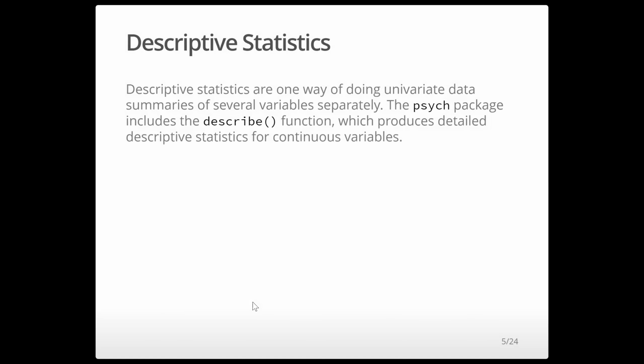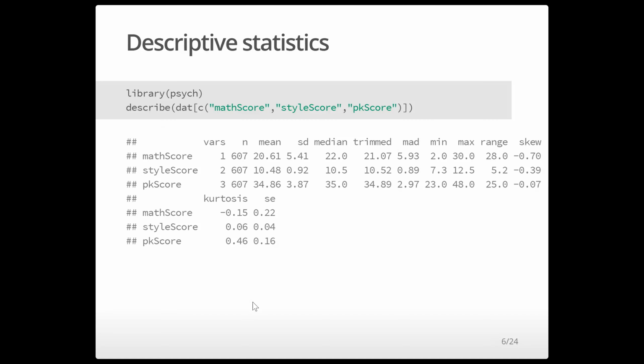So the first thing we might want to do, and this is again more just basic statistical practice, is to look at the descriptive statistics of several of our variables. There's a convenient function in the psych package that can help us do this called describe. This produces detailed descriptive statistics for continuous variables. Here I'm going to load up the psych package, and then I'm going to subset the data to just look at the math score, style score, and PK score. And I'm going to ask for the descriptive statistics on those variables.